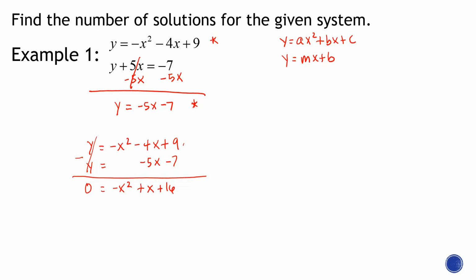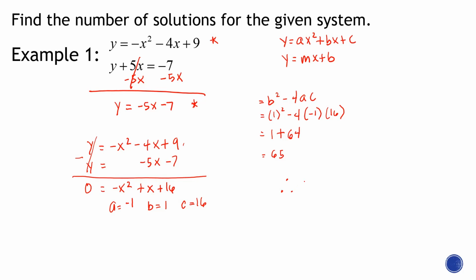And then from here, we will find the discriminant. The discriminant formula is b squared minus 4ac. Our a here is negative 1, our b is positive 1, and c is 16. So b squared, that's 1 squared, minus 4 times negative 1 times 16. 1 squared is 1. Negative 4 times negative 1 is positive 4, times 16 is 64. So this is 65. This is a positive discriminant. Therefore, there will be two solutions.